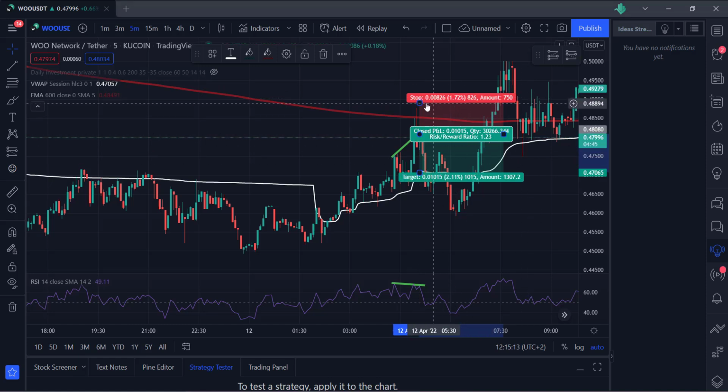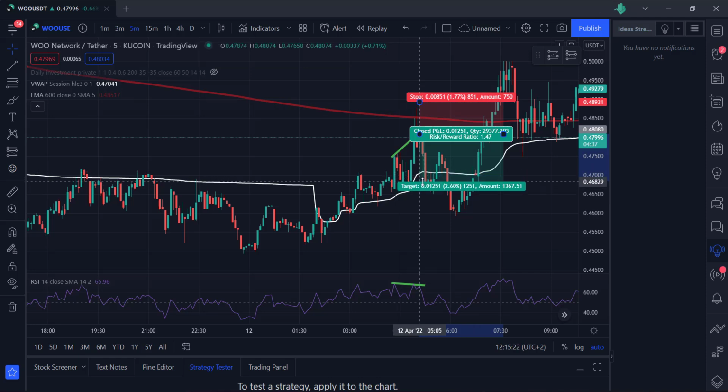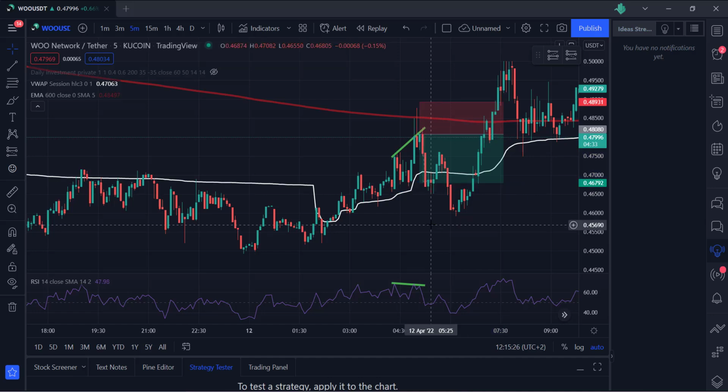I'm going to have my stop loss above the wick high. Set my stop loss around here, and the risk reward is going to be 1.5. When you see this in hindsight, you're going to see that the short position got hit.